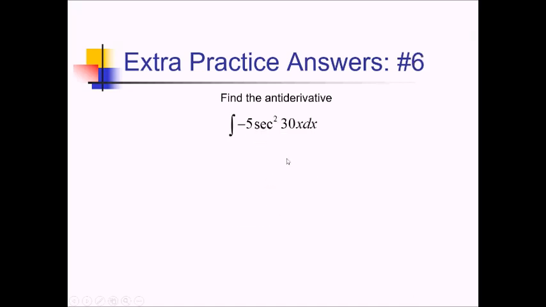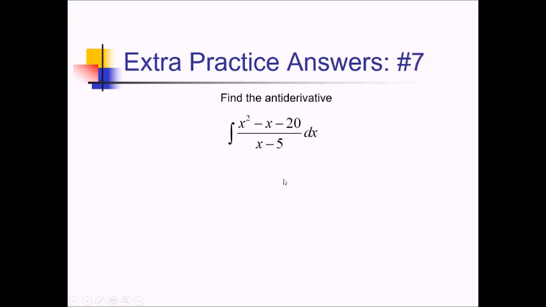To take this antiderivative, I have to know that the antiderivative of secant squared of x is tan of x, so I'm going to start by writing this as tan of 30x. However, since I have this linear function inside the tan here, I'm actually going to have to divide by 30 to offset the chain rule if I were to take the derivative here. So I'm going to have negative 5 over 30, which is negative 1 over 6. And then we're also going to have a plus c.